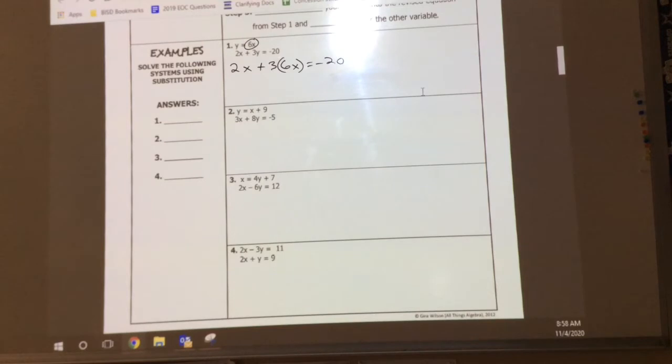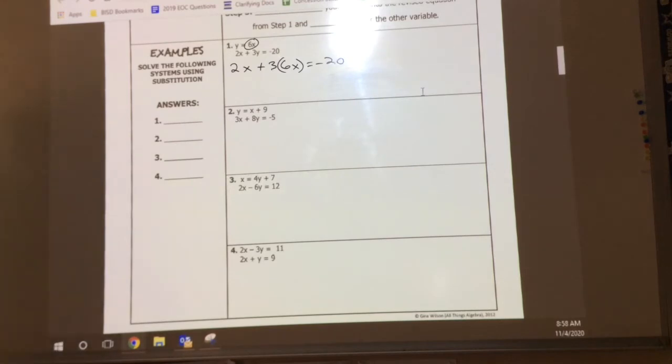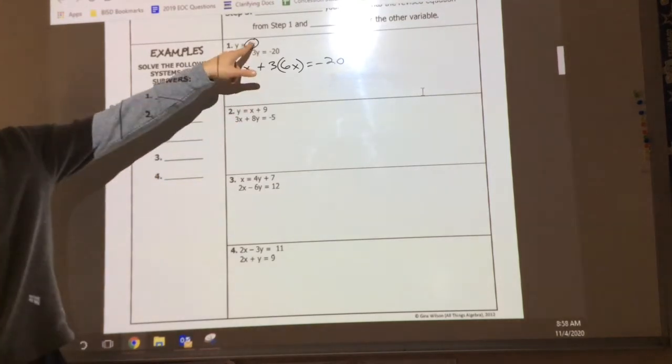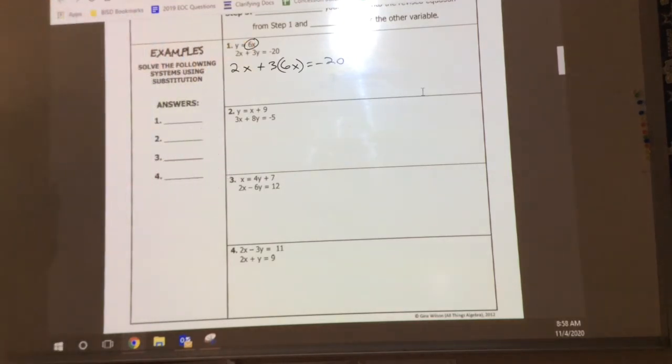Thank you. Okay, look at that for a second. I know you're writing it down. Look at it, see if you understand what I did. Don't just say yes so I can move on. Do we understand why I was able to replace this y with 6x? Would somebody be willing to tell the class why I was able to do that for me?